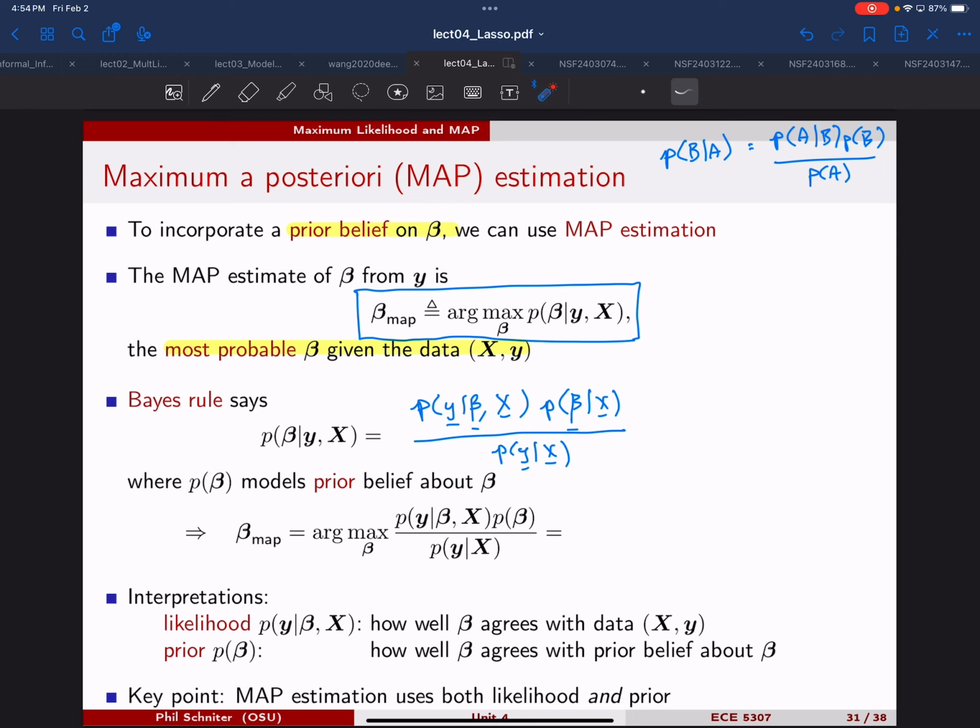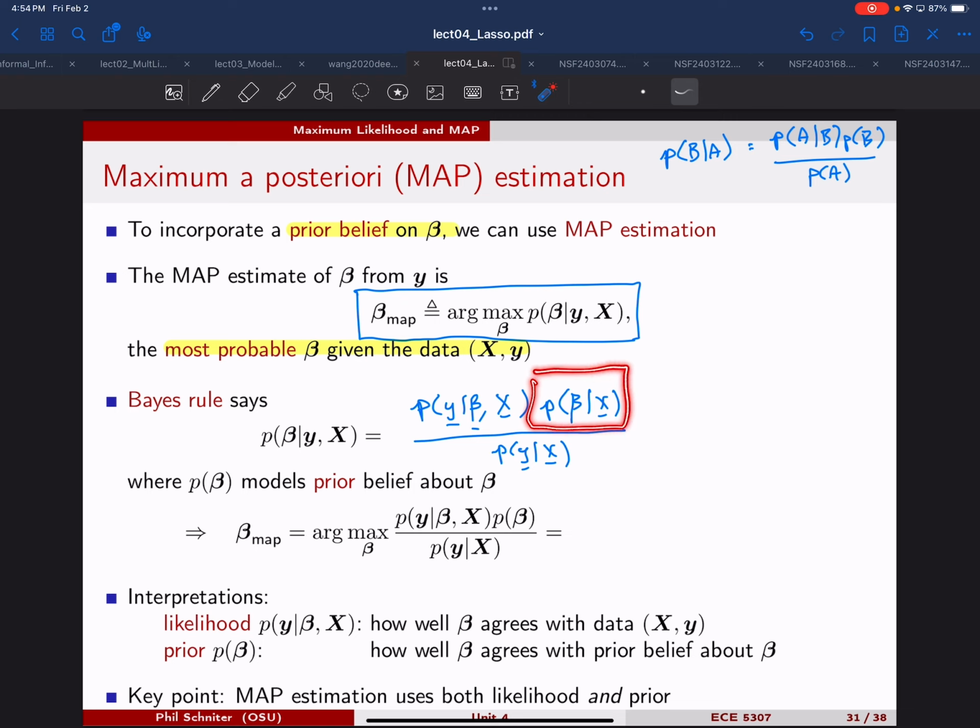Okay, so now when we look at this, we can recognize some things. This guy is exactly our likelihood. This is what we were working with before. For the linear Gaussian model, we already derived exactly the form that takes. Okay, what about this term?